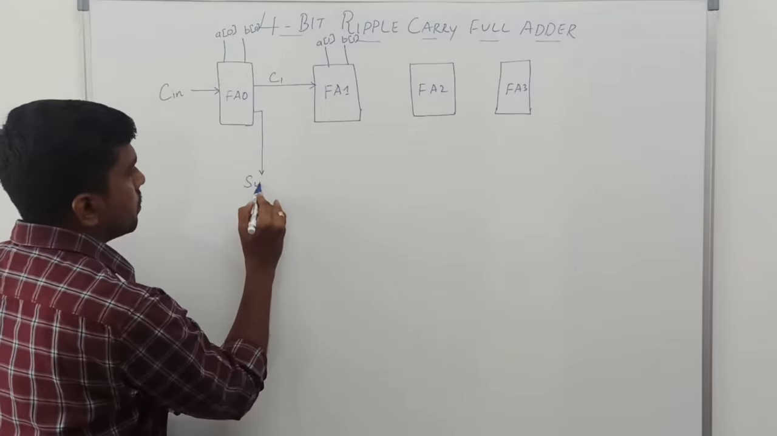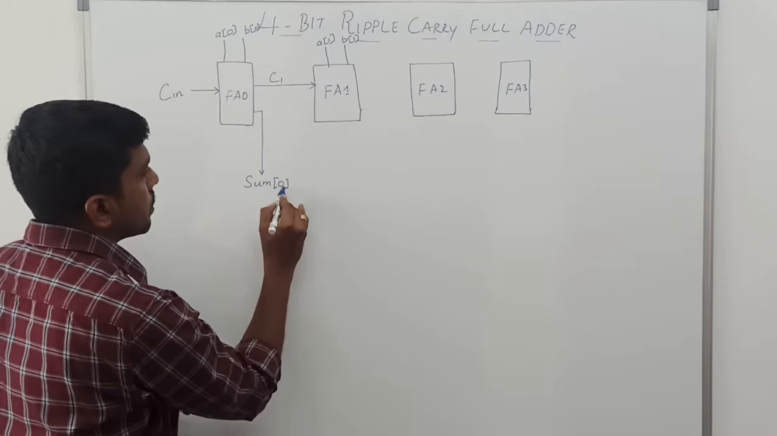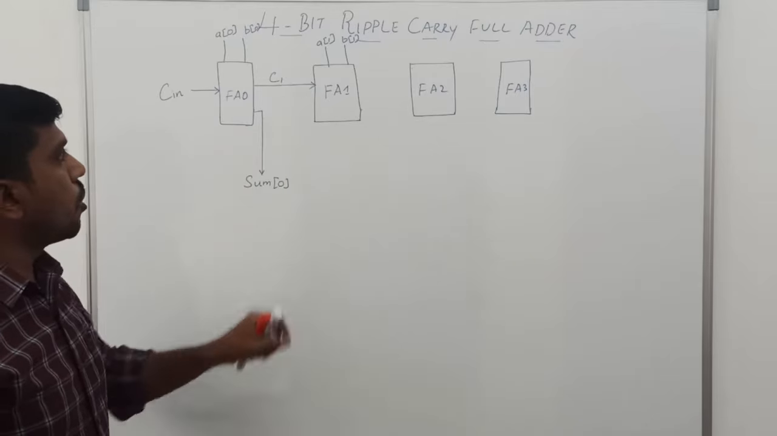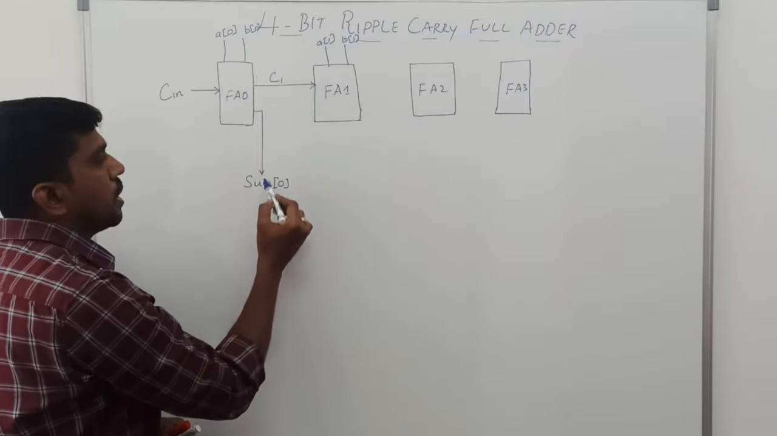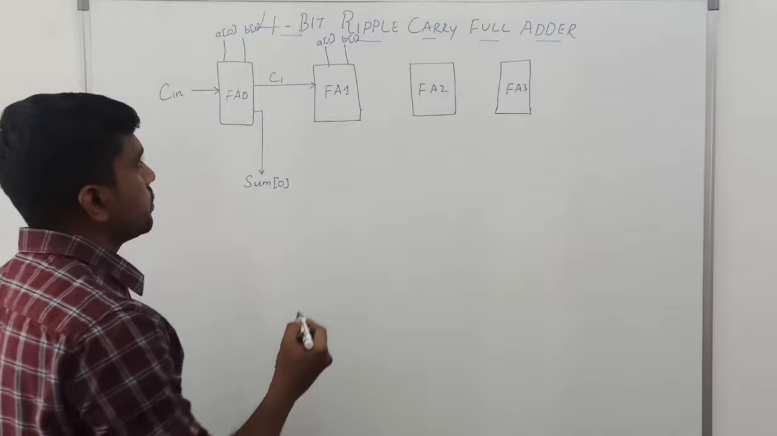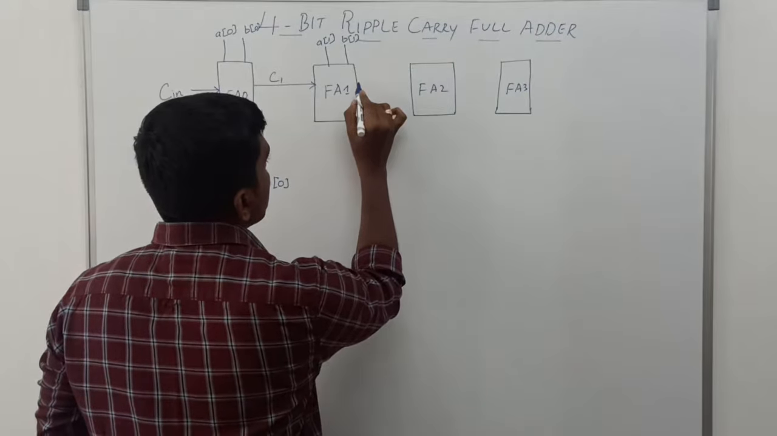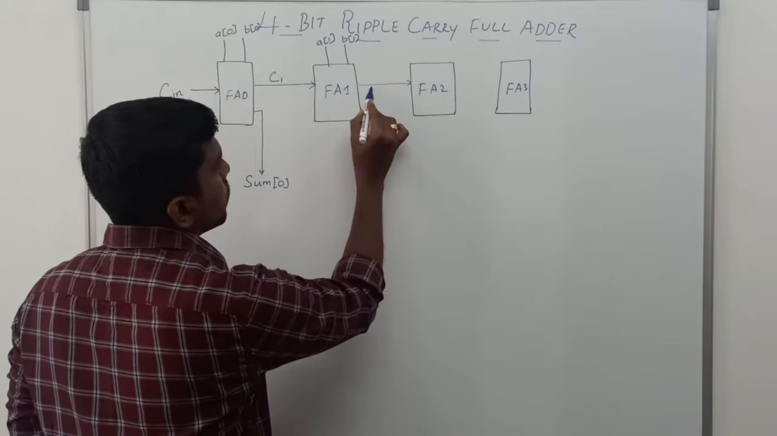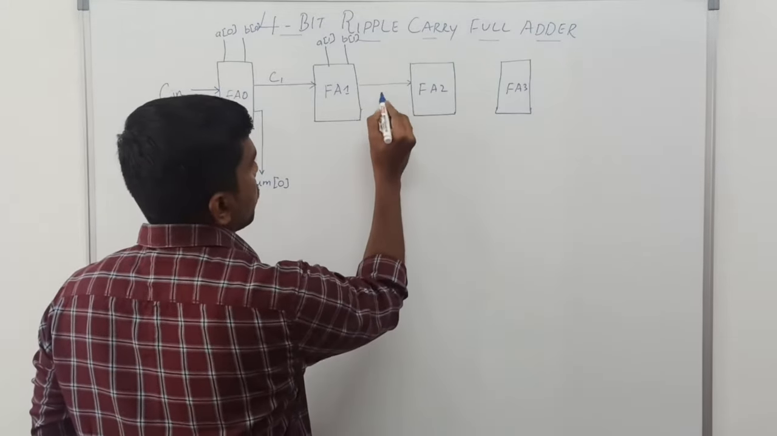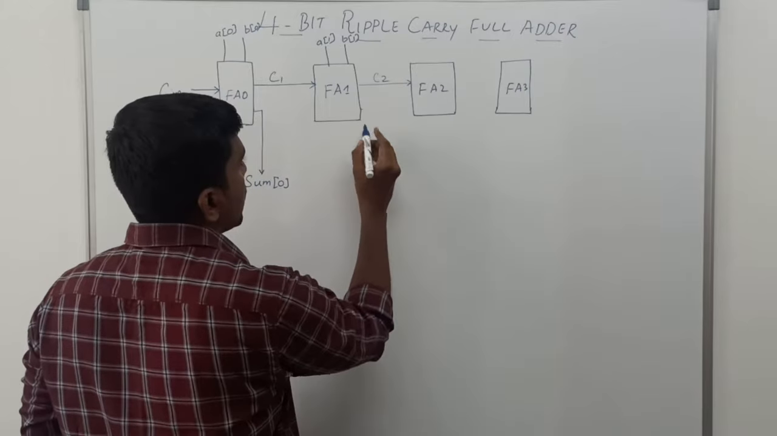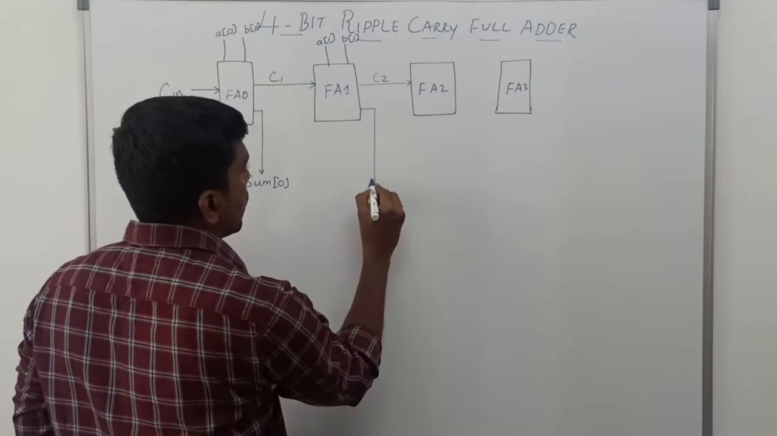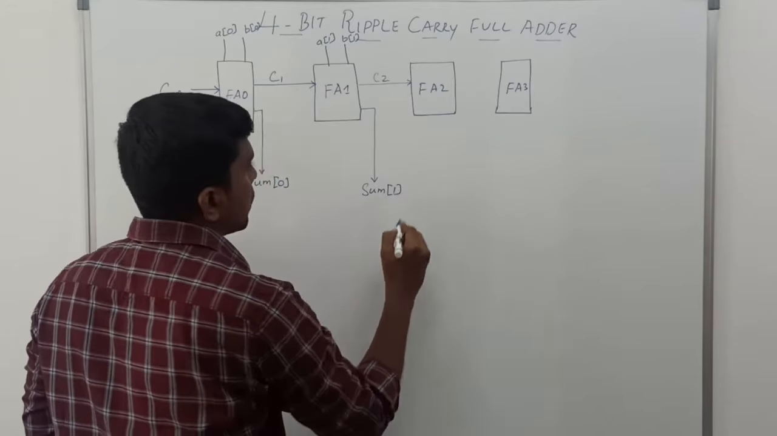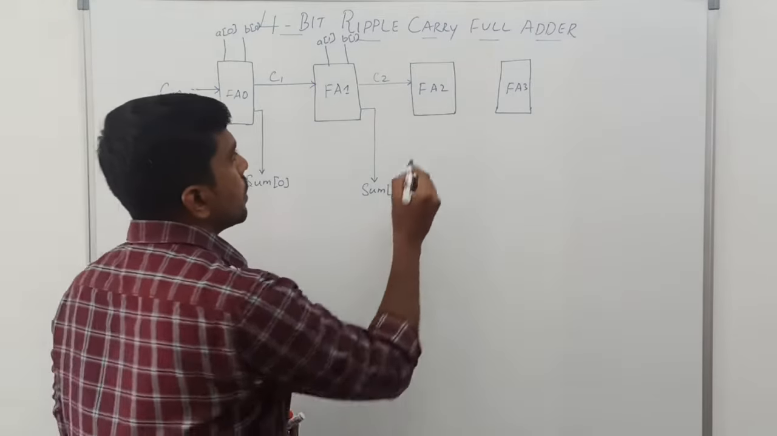Then it gives a sum of 0. This full adder circuit releases 2 outputs, namely carry and sum. Then the carry out of FA1 is passed to the input of FA2, so it's called C2. It releases the sum out, namely called sum of 1.